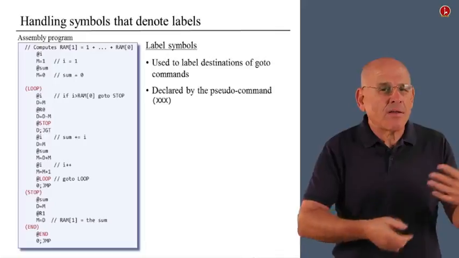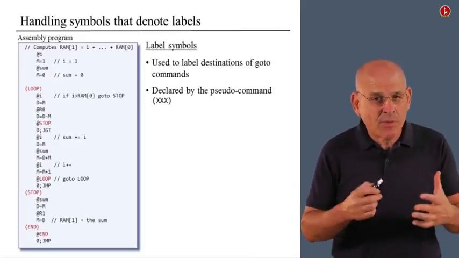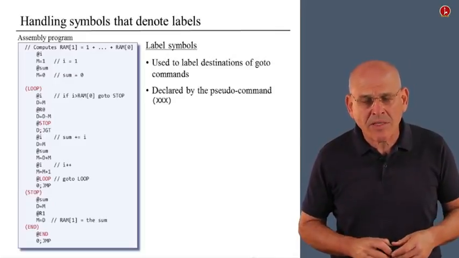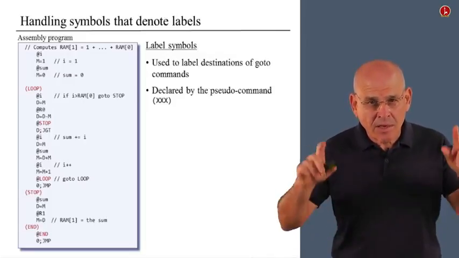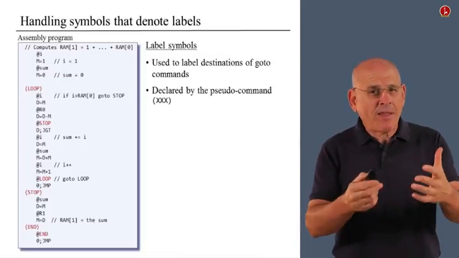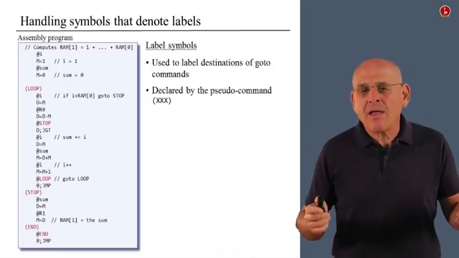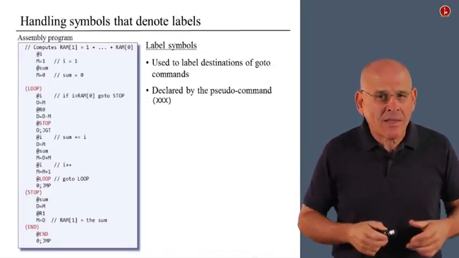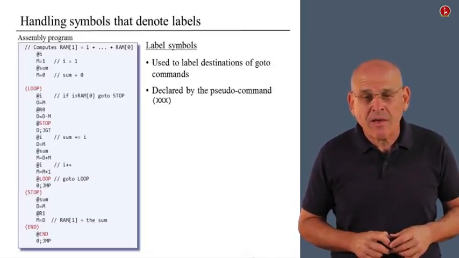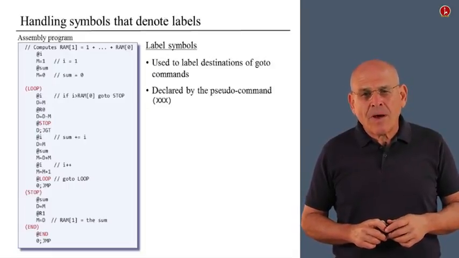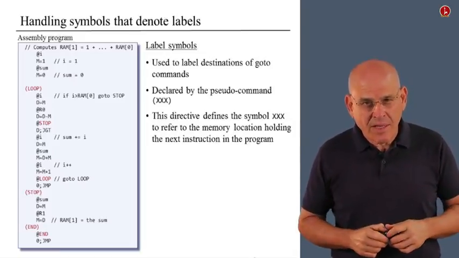When we translate the program into binary, we don't translate the label declaration instructions, and that's why they're called pseudo commands, and we'll talk about this further later on. So we declare label symbols using the agreed upon parentheses, and you might ask yourself, why parentheses? Why not label colon or something like this? Well, when Noam and I designed this language, we decided to use this syntax, once again for reasons that will become clear later on.